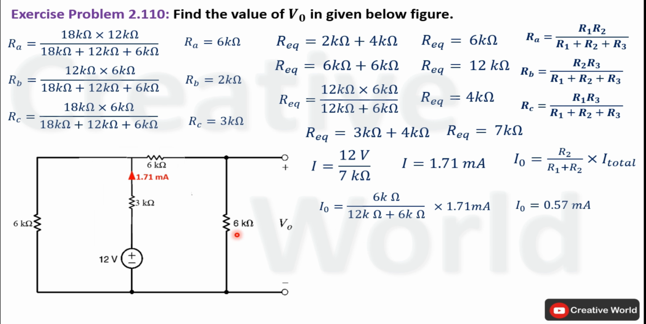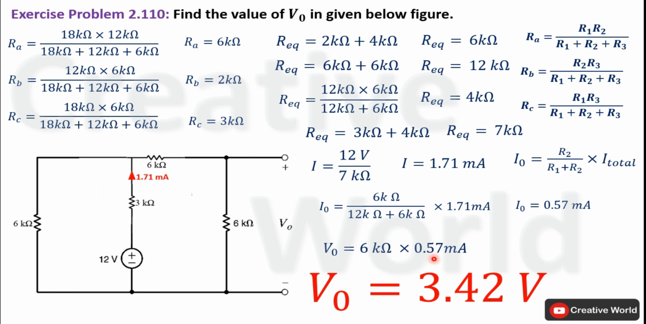Value of resistance is already given, so we can calculate voltage across this 6 kilo ohm resistance using Ohm's law, product of resistance and current. Here the current is taken with positive sign because the direction of current through this branch will be clockwise direction and this current will be entering from positive terminal. That's why this current is taken with positive sign. Take the product of 6 kilo ohm and 0.57 milliampere. It will become 3.42 volt. So the value of voltage across this 6 kilo ohm resistance is 3.42 volt.